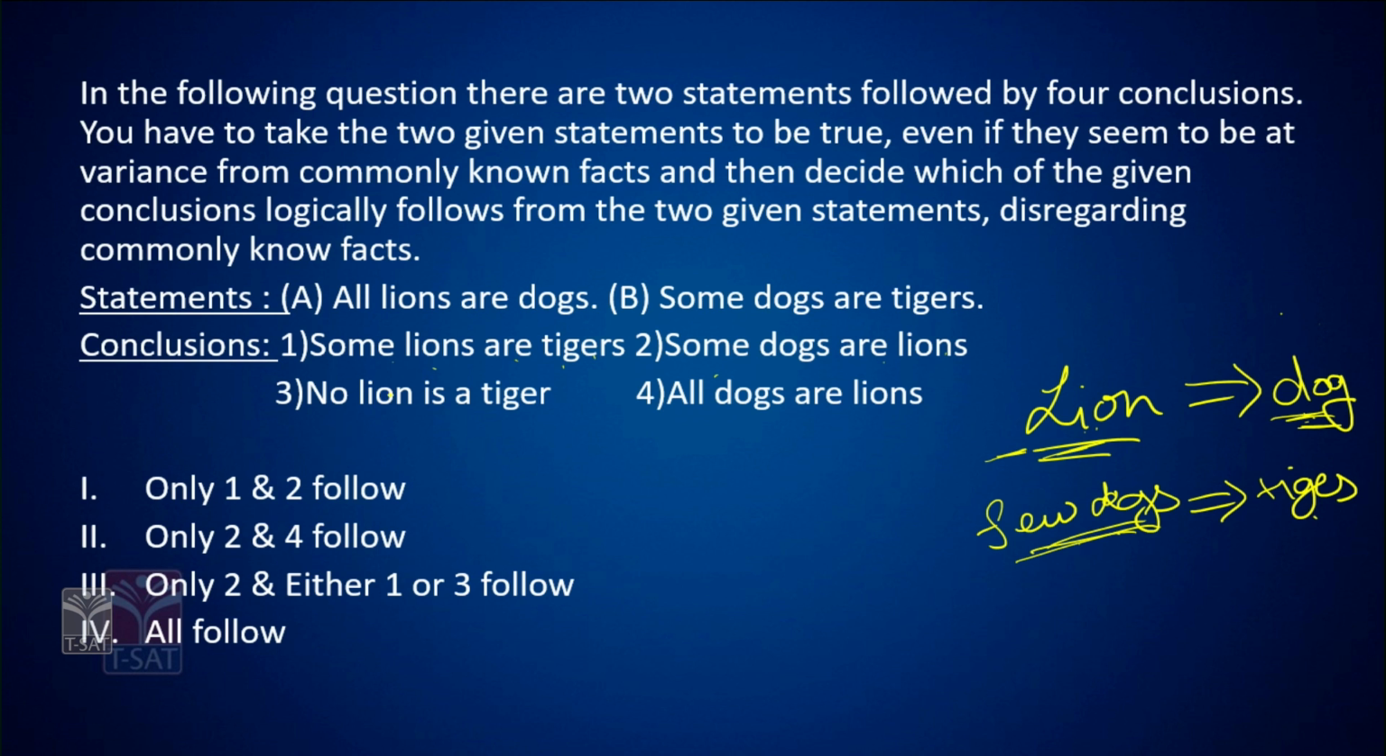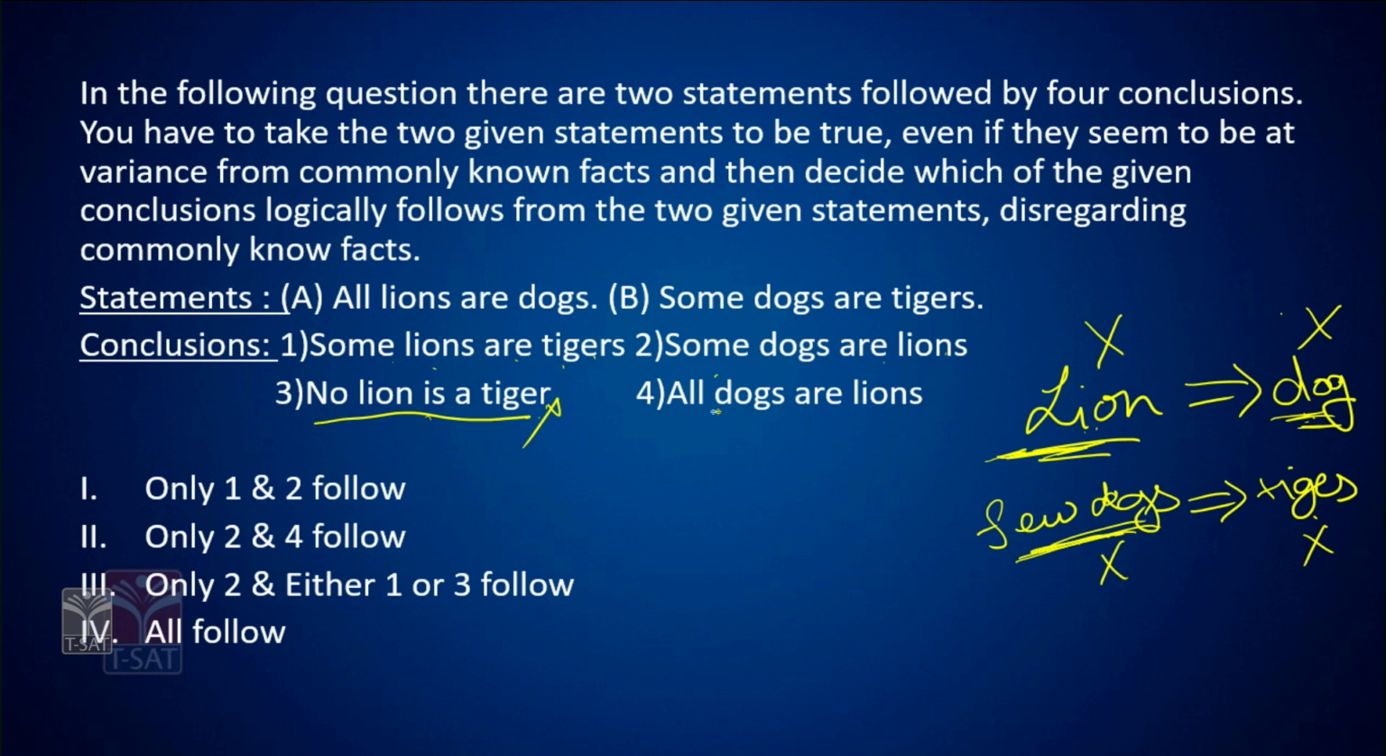Now let's look at the third conclusion. No lion is a tiger. You cannot conclusively say that no lion is a tiger, because there can be a lion X, which is a dog, and the same dog can be one of the few dogs which is a tiger. So it could be that there is a lion X which is a tiger. So this is not a valid conclusion.